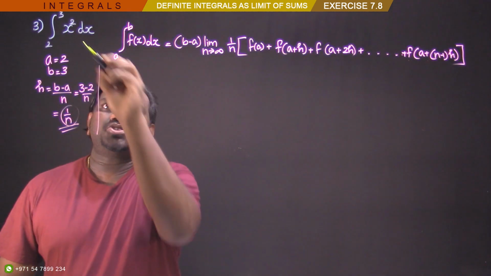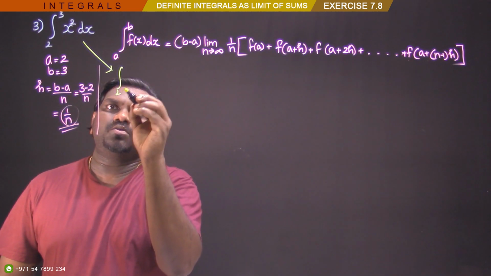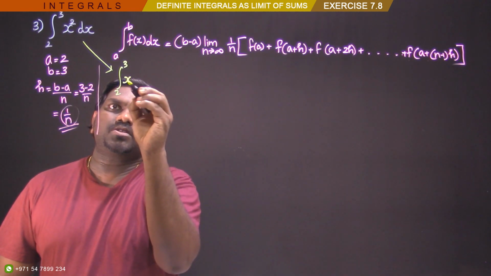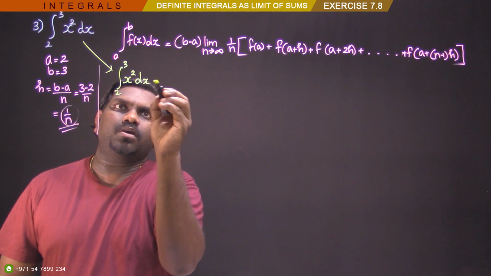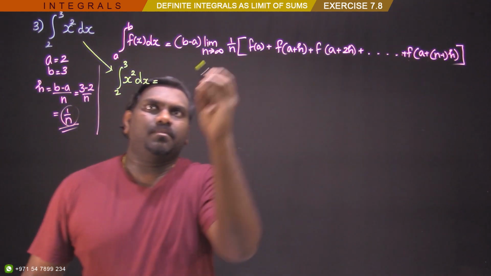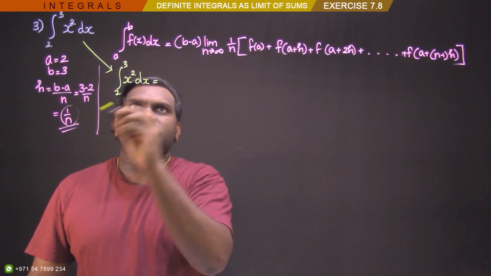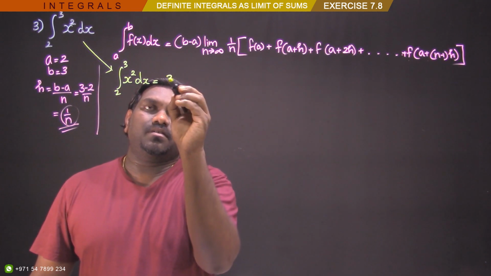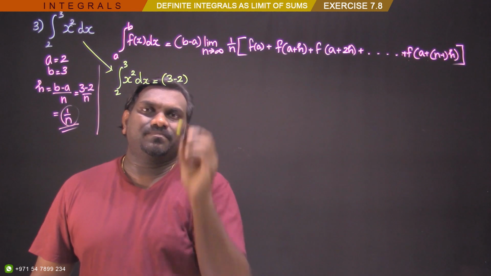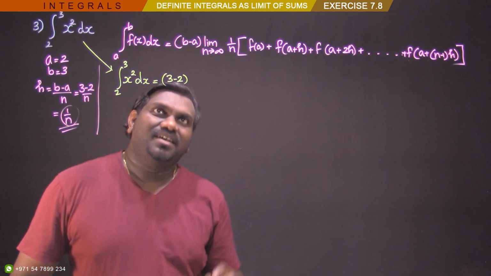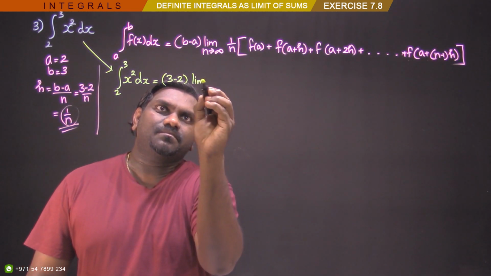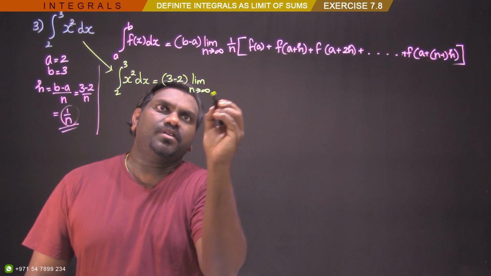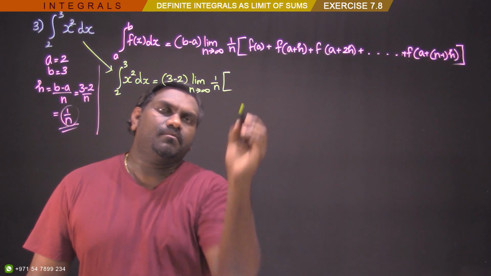What is going to be my question? According to the question, the integral from 2 to 3 of x square dx is equal to what? I'm going to apply this formula. This is going to be b minus a. b minus a is 2 minus 3, no, 3 minus 2, sorry. Okay, 3 minus 2, then limit n tending to infinity, 1 by n.